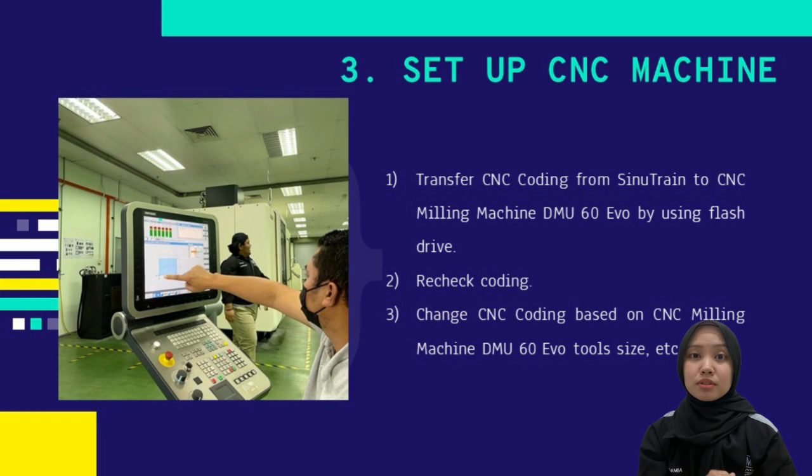Next step is to set up the CNC machine. To start the machining process, we have to transfer the CNC coding that we have generated from the numeric software to the CNC milling machine DMU60 Evo by using a flash drive. Then we have to recheck our coding with our instructor, and change the CNC coding based on the CNC milling machine in case there is some error with our coding. We have to change the CNC coding and tool size based on the CNC milling machine DMU60 Evo.